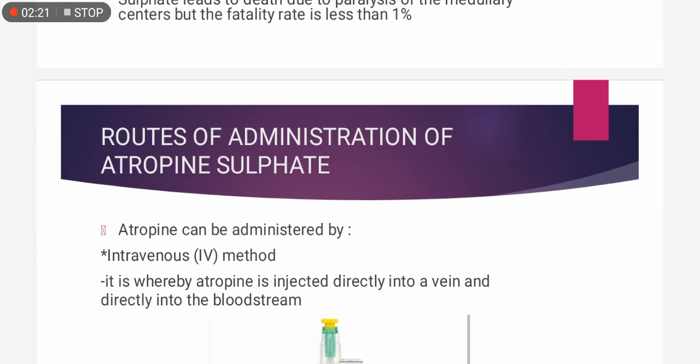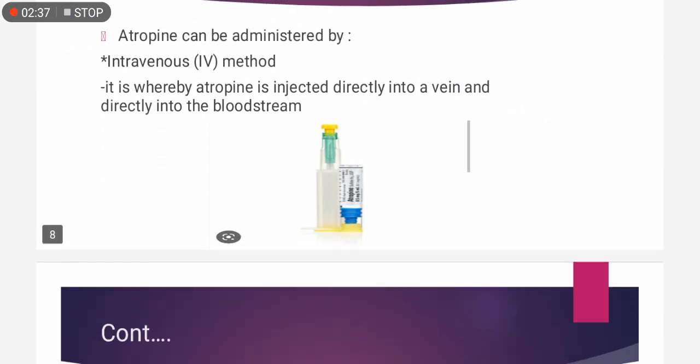Now, going down to the route of administration of atropine sulfate. Atropine can be administered by, first, intravenous, that is the IV method. It is whereby atropine is injected directly into a vein and directly into the bloodstream. And below is a picture of the intravenous method.